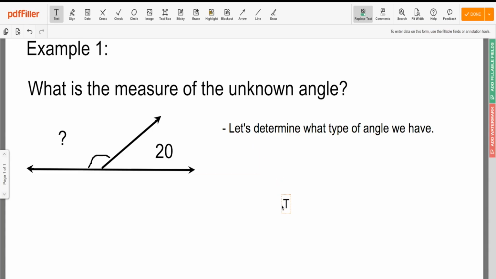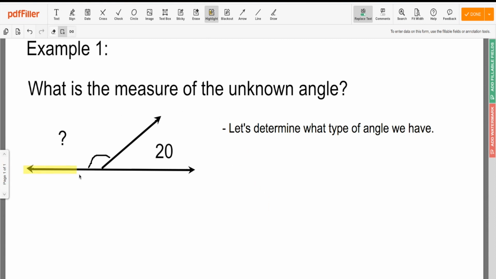Okay, so now that I've gotten all of that out of the way, hopefully you will commit it to memory because, again, you're going to see it again. But that's enough of all of that. Let's get into some examples. Let's start with example 1. What is the measure of the unknown angle?